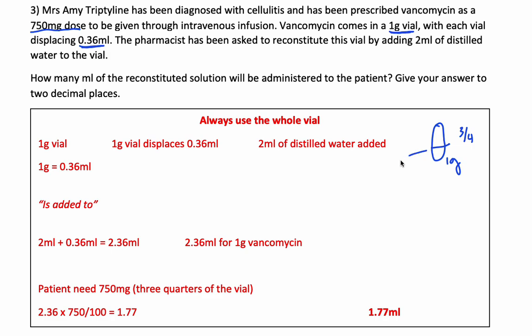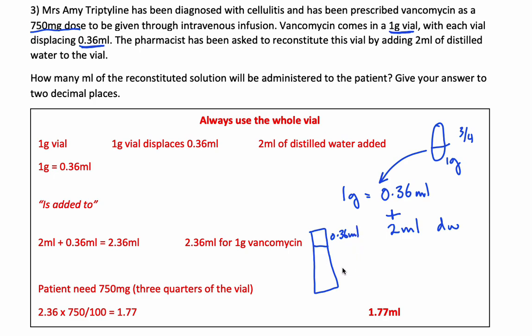So this 1 gram vial, it displaces 0.36 mils. So 1 gram equals effectively 0.36 milliliters. The pharmacist has been asked to reconstitute this vial by adding 2 mils. So you're literally just adding 2 milliliters of distilled water to this 1 gram. Meaning that, well, if this is 0.36 milliliters and you've added 2 milliliters of water, the whole thing is 2.36 milliliters.